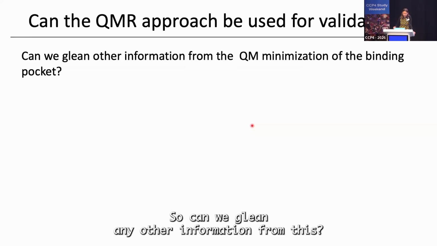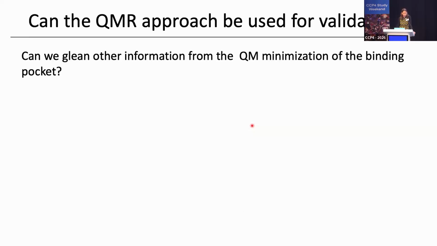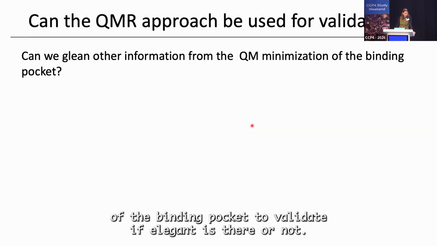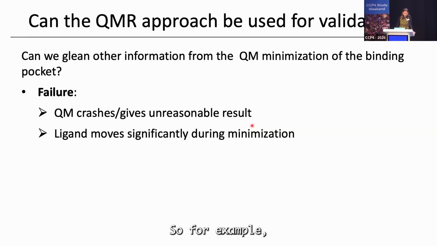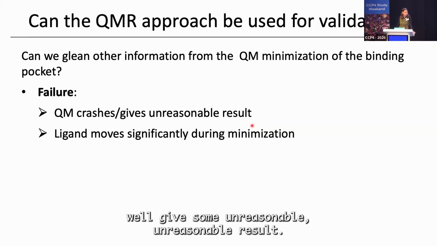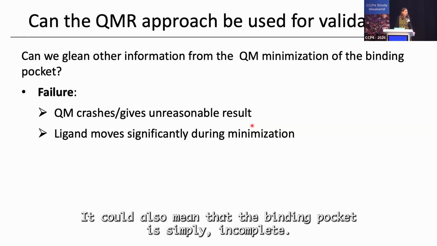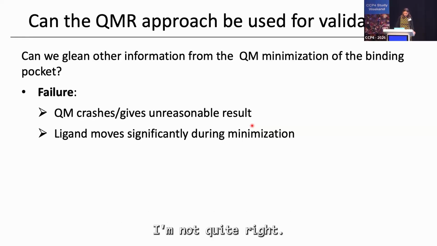Can we glean any other information from what we're doing here in this minimization procedure of the binding pocket to validate if a ligand is there or not? For example, if the QM minimization fails or gives an unreasonable result, this could tell us that the ligand doesn't want to be there. It could also mean that the binding pocket is simply incomplete or not quite right. So maybe that's one avenue.